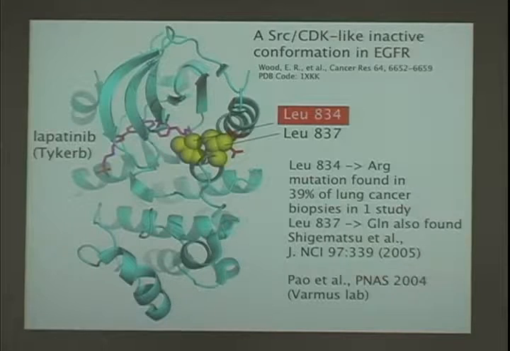And so the first clue that we got was from a structure determined at Glaxo by Wood et al. Louise Johnson has already shown this structure, and we recognized, and the authors recognized and pointed out in their paper, that the structure of the kinase domain bound to lapatinib is that of inactive SRC or inactive CDK. It's a very characteristic conformation here, but you might wonder whether that inactive conformation has bearing.